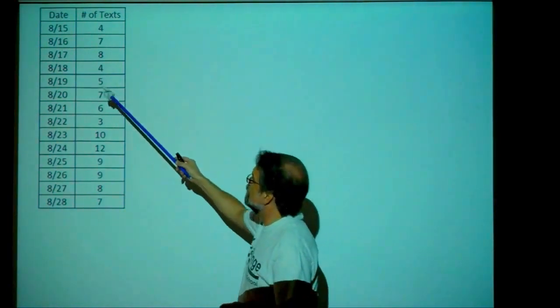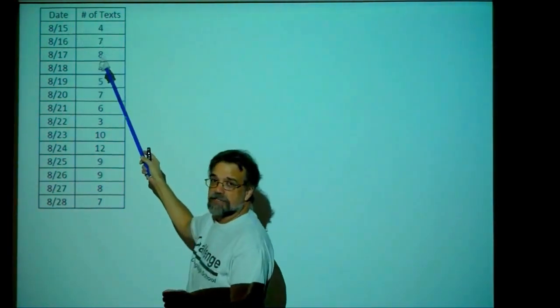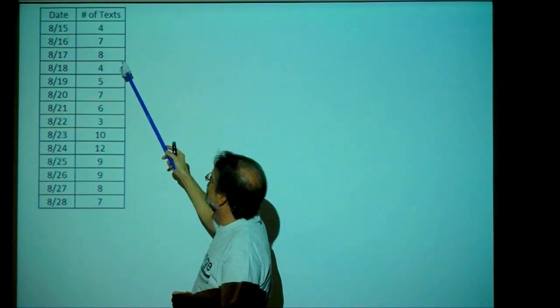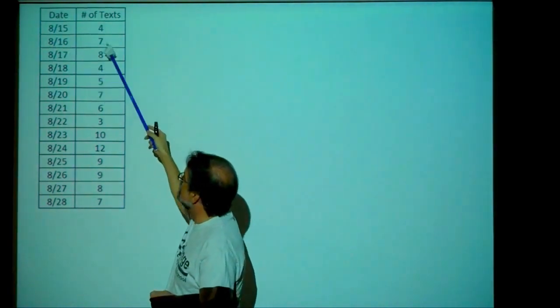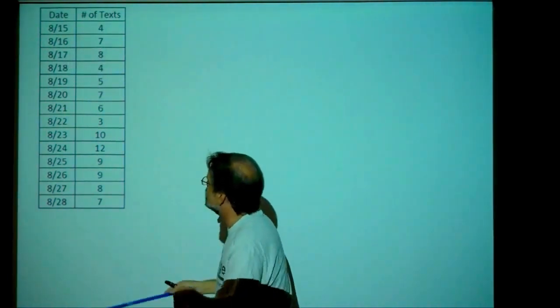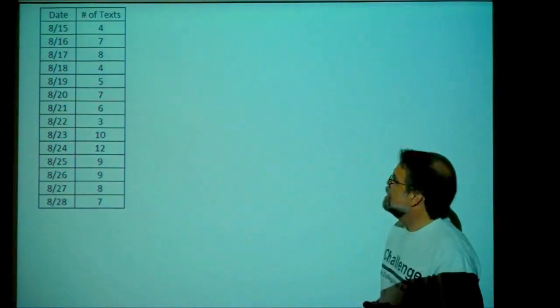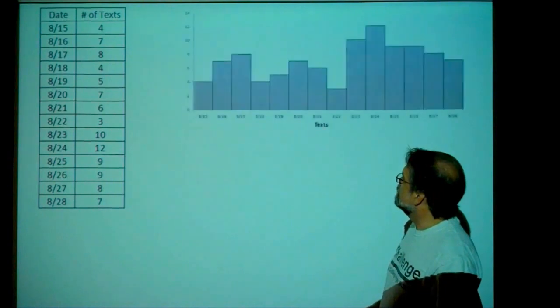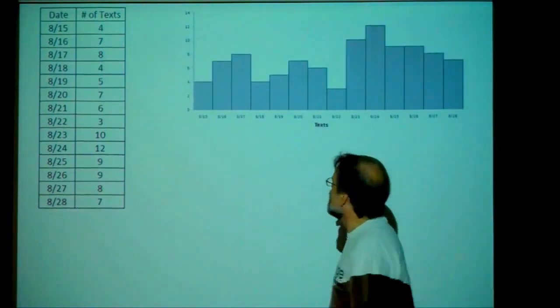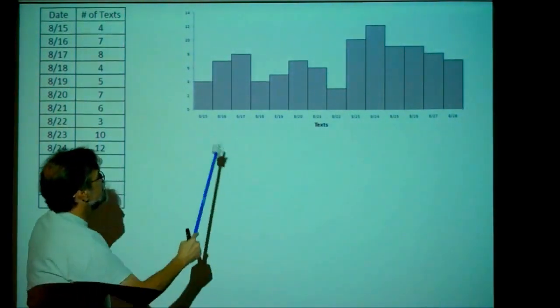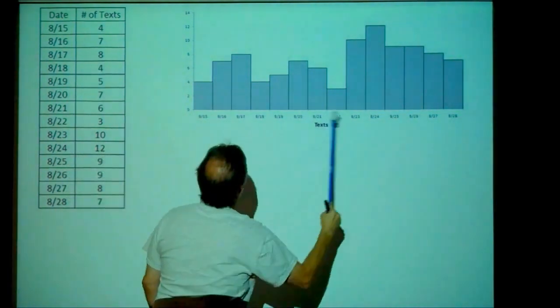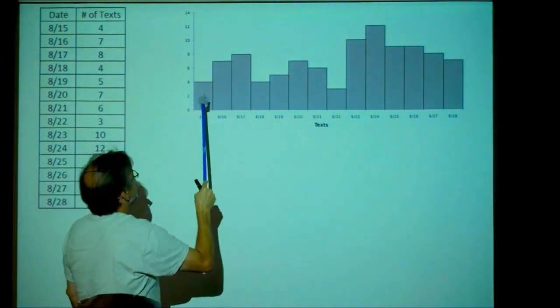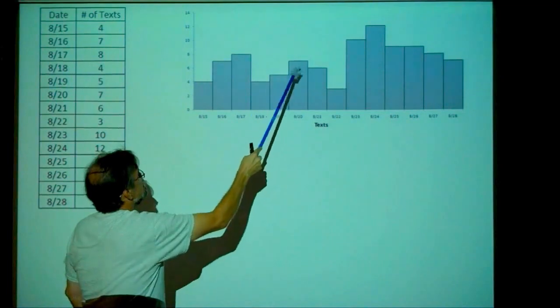So apparently on August 15th, the fictitious me sent 4 texts. On August 16th, I sent 7. On August 17th, I sent 8, etc. And so I asked somebody, would you please make me a histogram of this data? And this is the histogram that was made. So as we look at this, here are the different dates going across here, and here's our y-axis showing the number of texts shown.